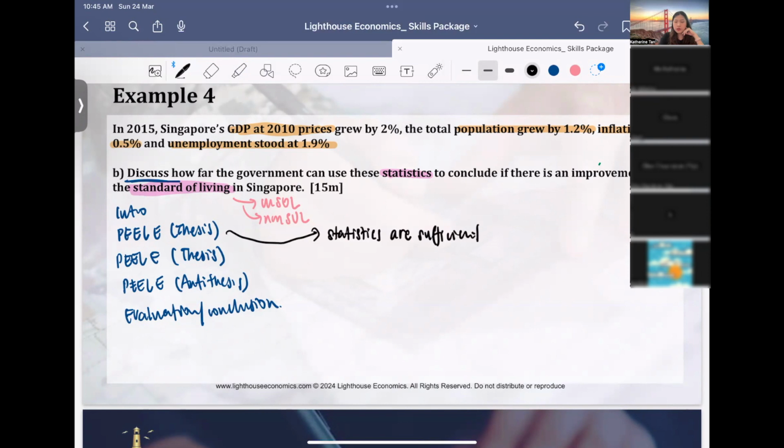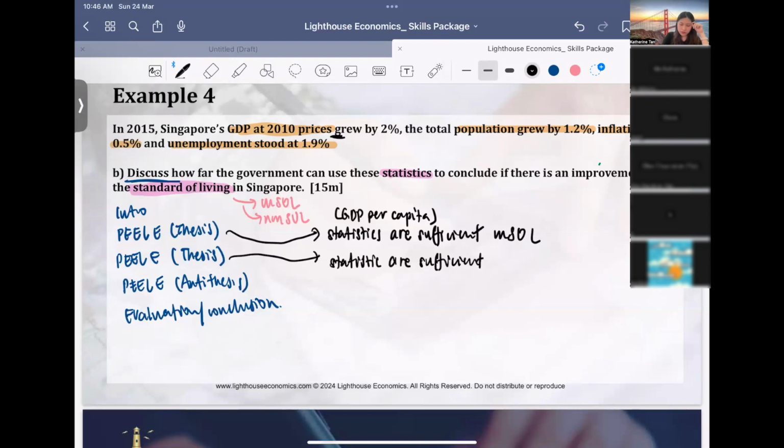Then you want balance, right? So you tell me sufficient in telling me about material standard of living. Maybe the first statistic you want to talk about is GDP per capita, because you need to contextualize. Second point, you tell me the statistics are sufficient also. In what? In material standard of living or even non-material, it's up to you.